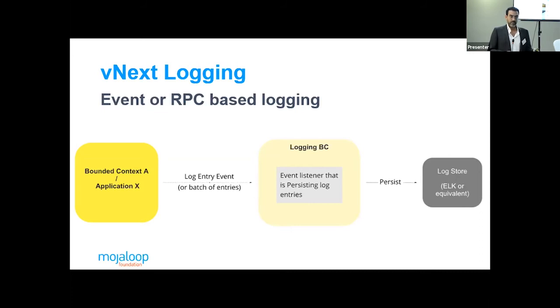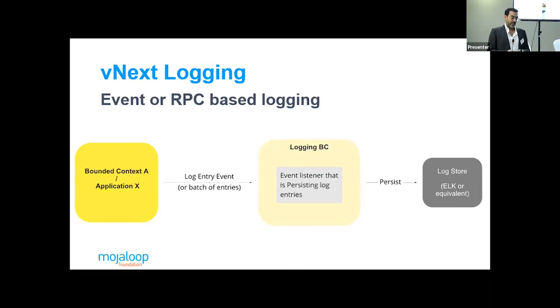And the answer is an important one, because we need that abstraction in the middle. We need the ability to simplify on the left side, on the application, and to be consistent, we have to put the complexity in the middle. So what we're doing is we're offering that complexity in that service, in the logging BC, so that we can abstract two things.